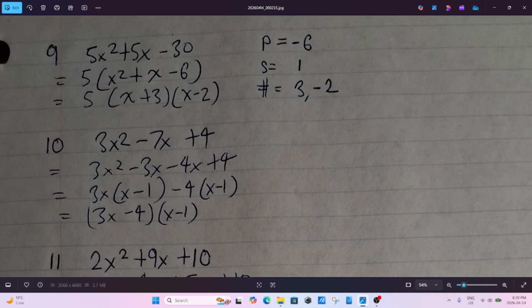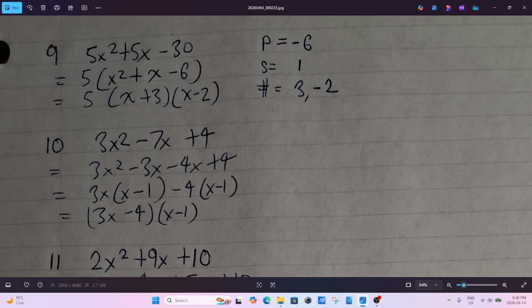Okay, question 9. 5x squared plus 5x minus 30. Factor out a 5 from each of the terms. Then you will see that the product has to be equal to -6. The sum is 1, so the numbers are 3 and -2. So it becomes 5 times x plus 3 times x minus 2.